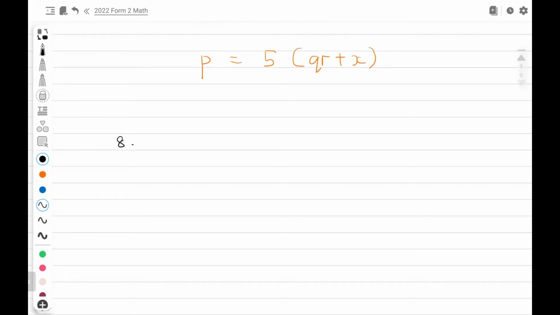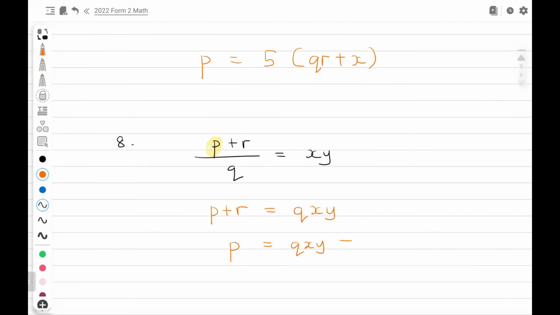Number 8. Let's say now we have p plus r over q. More and more now. 1p, right? Same thing. P plus r, copy and paste. So equal to qxy. P equal to qxy minus r. Not divide, because here is plus. Then it becomes minus r.